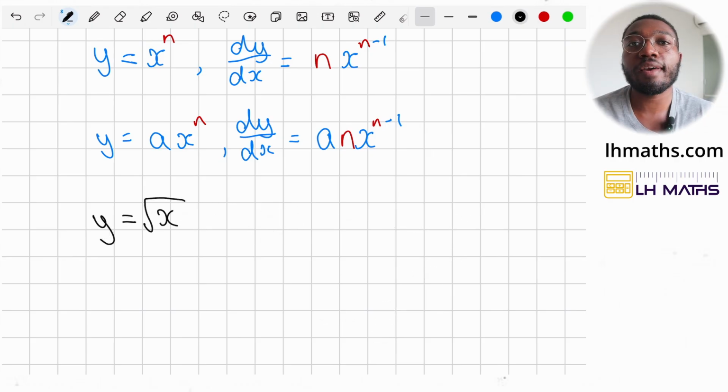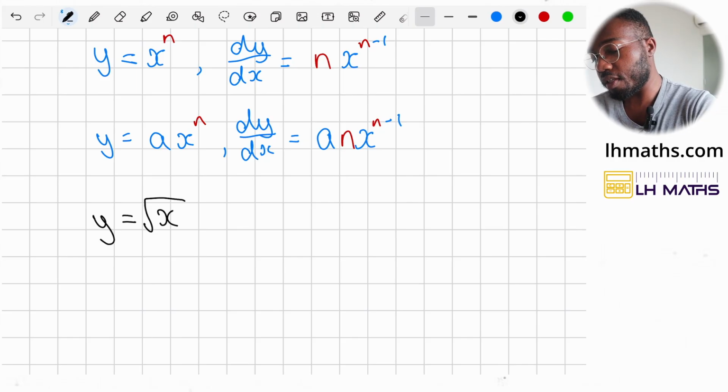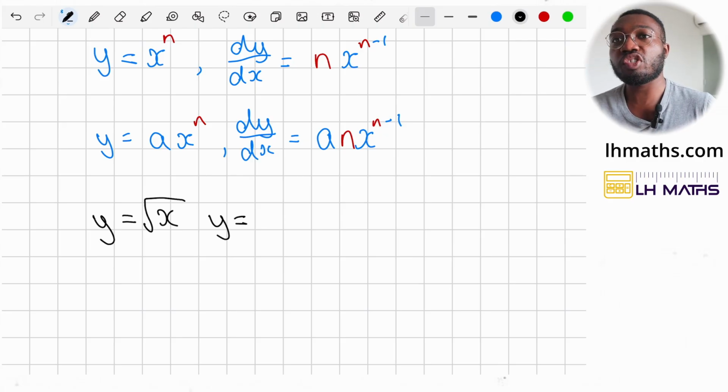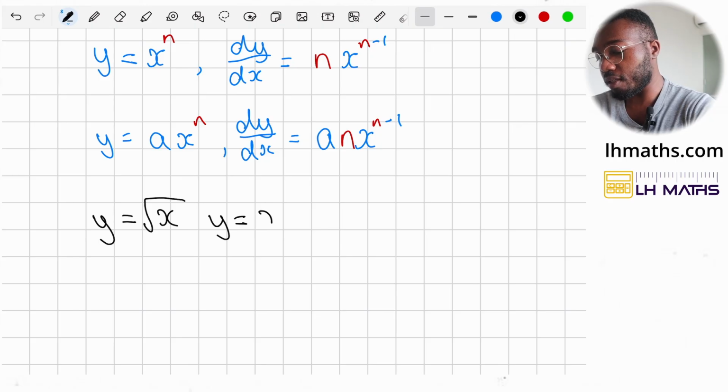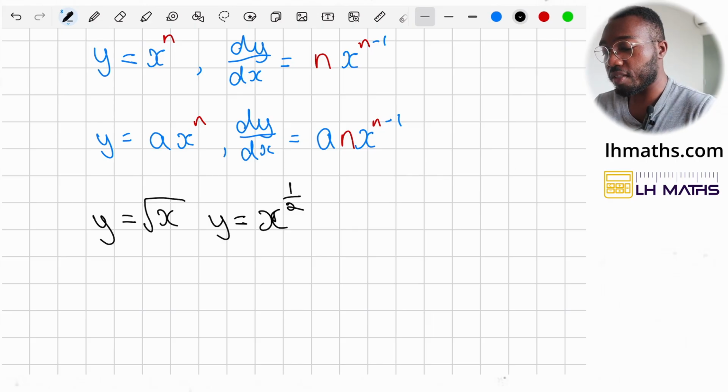Okay, what about this one? Now we have y is equal to the square root of x. What you should do for this question is change it: when you get something like this, make that square root into a power, because it makes differentiating a lot easier. So we get y is equal to x to the power of a half. From there, it's the same thing: you bring the power down.